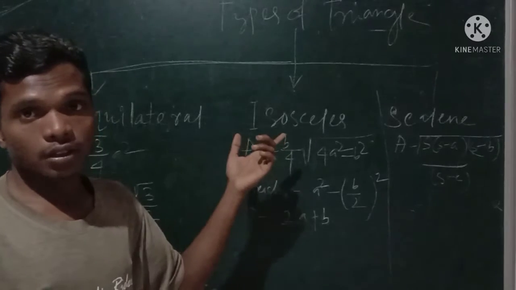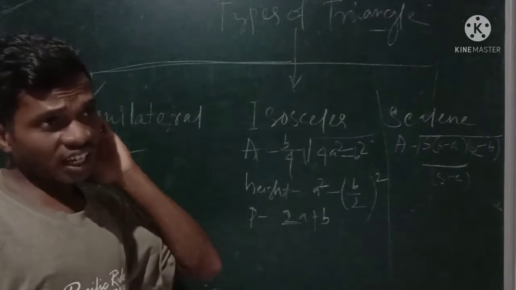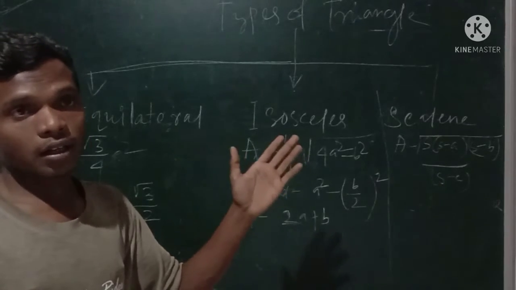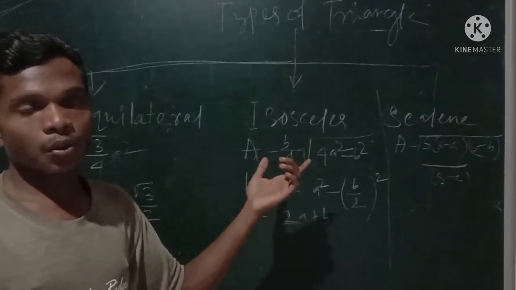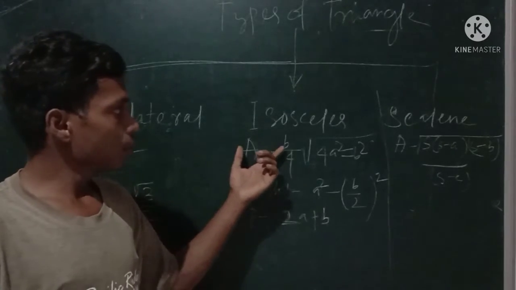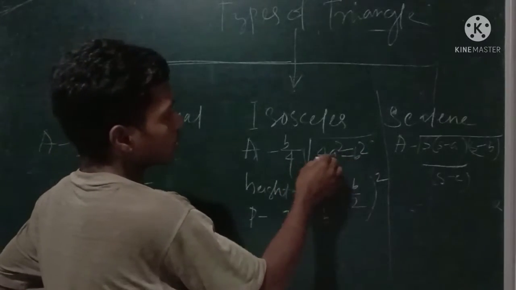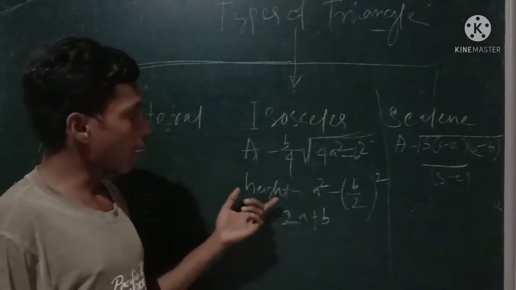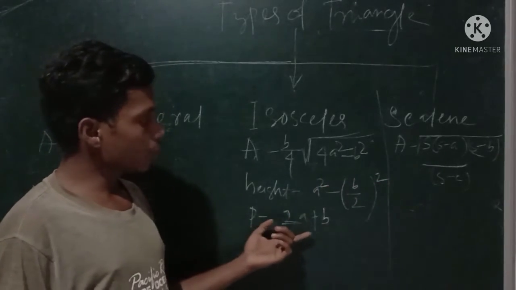And the isosceles triangle. What is the isosceles triangle? An isosceles triangle is a triangle in which two sides are equal and the other side is not equal. In Odia, it is Samadvibahu Tribhuj. How do we find the area? b by 4 root over 4a square minus b square, and the height is root over a square minus (b by 2) whole square, and the perimeter is 2a plus b.